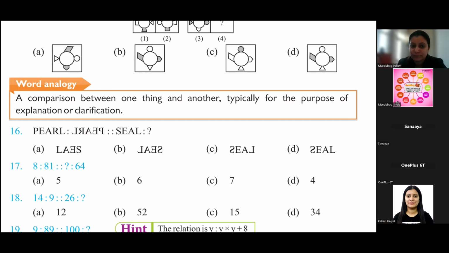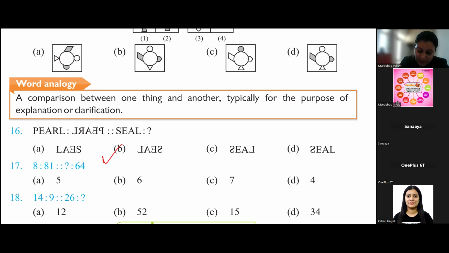Ma'am, B. B for ball? Yes, correct. B will be the right answer, because the second word is the mirror image of the first one, right? Yes, ma'am. Yes, opposite we can say. So the figure that is matching is option number B. Okay, ma'am. Correct. Okay, chalo.